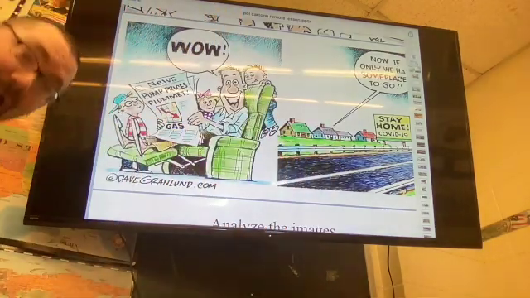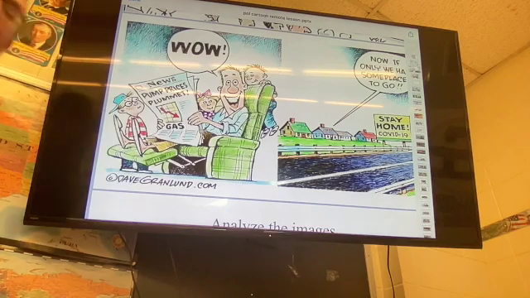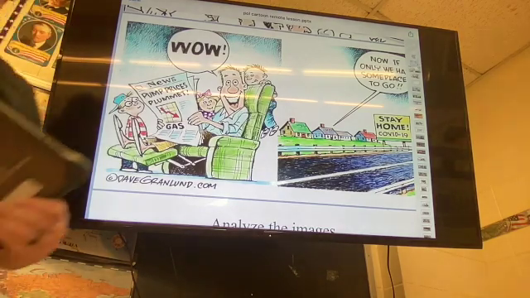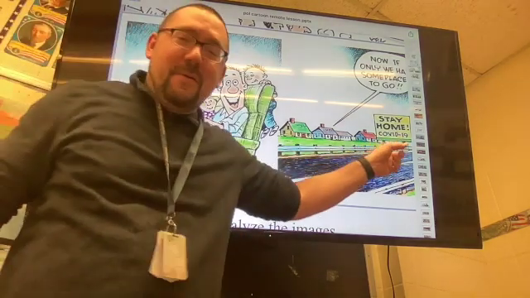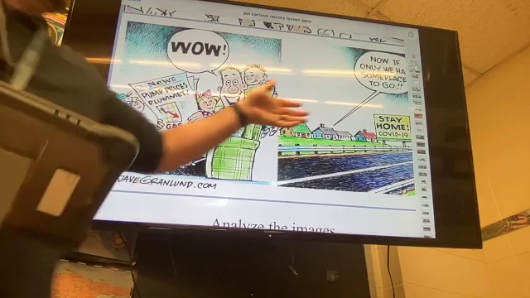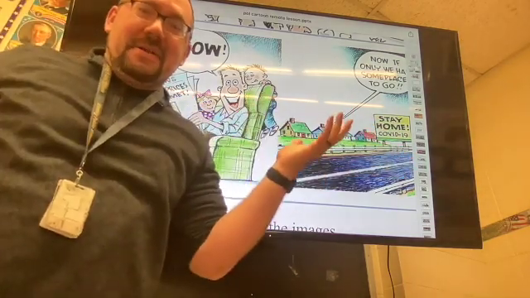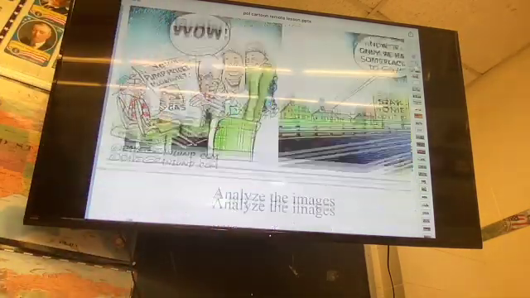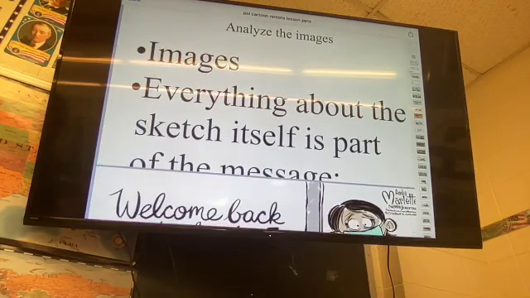One of the reasons why the gas prices went down a couple of years ago, it had nothing to do with policy or laws. It had to do with the fact that people weren't going anywhere. So that's one of the reasons why the gas prices went down. And it's this irony of, look at the gas prices are down. Where should we go? Oh, we can't go anywhere. And maybe it's a supply and demand thing. So here we go. Analyze the images.